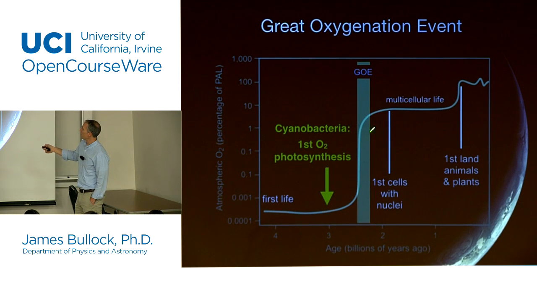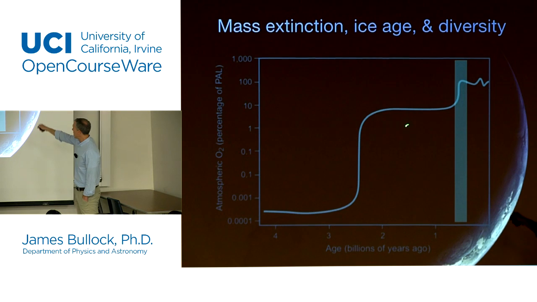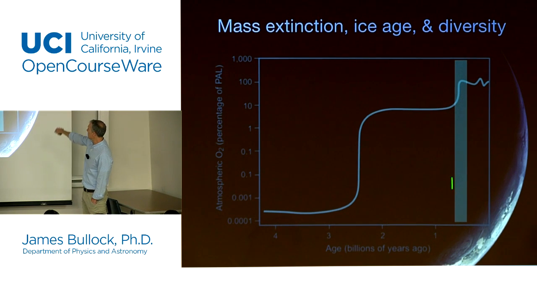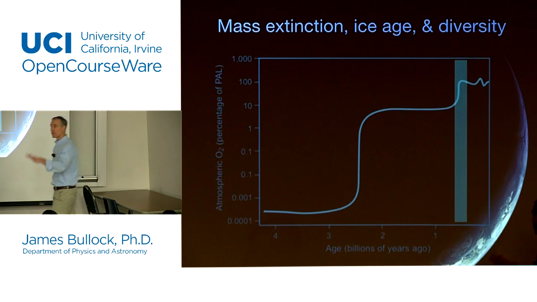So here's the history, right? Here's the great oxygenation event that I was just talking about. Multicellular life happened only after that, and the first land plants and animals happened right here after this point. Now, after that, when the oxygen built up to this second level, something else happened. Now things went kind of crazy.